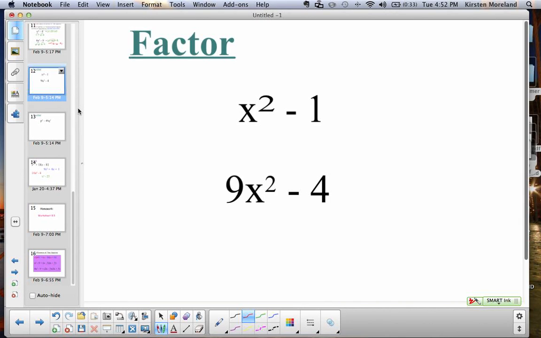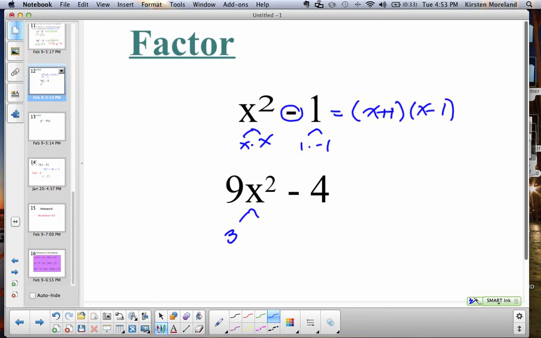So see if, without using the diamond or the x and putting a 0x, you can factor this quickly. You should be thinking x squared is x times x, and negative 1 is 1 times negative 1. So you get x plus 1, x minus 1. Notice that this only works if there's a subtraction sign and there's no middle term, and they both have to be perfect squares. So 9x squared is 3x and 3x. Negative 4 is negative 2 times positive 2. So this is going to factor to 3x minus 2 and 3x plus 2.